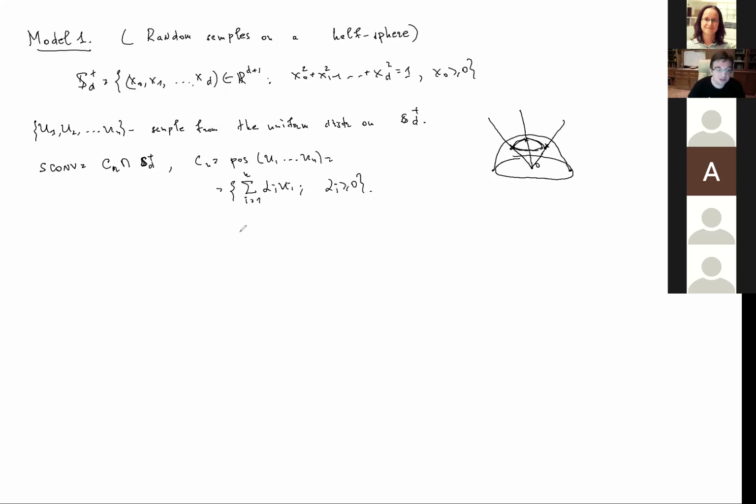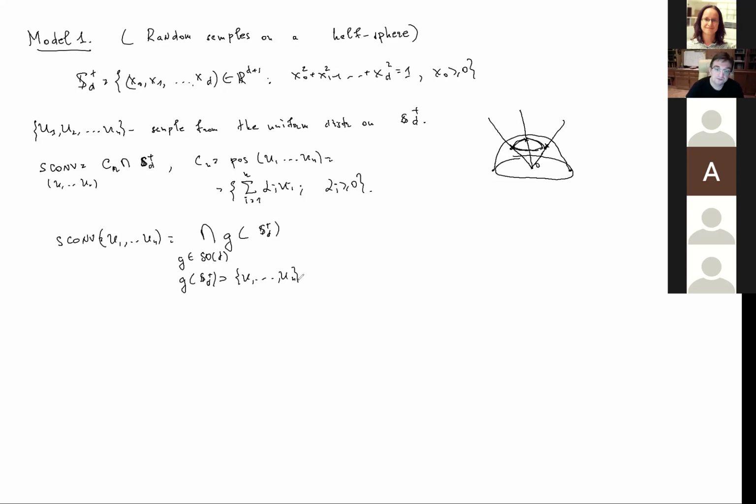Okay, let me immediately give you an alternative definition, which will be important for what follows. Alternatively, the spherical convex hull of U1, ..., UN can also be written as follows. This is the intersection of the images of this upper half sphere for all possible rotations in R^(d+1) such that the image of the rotated upper half sphere contains the sample.